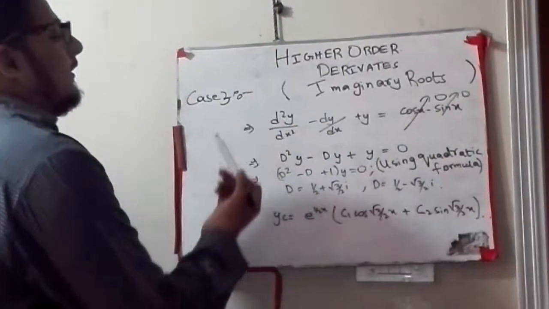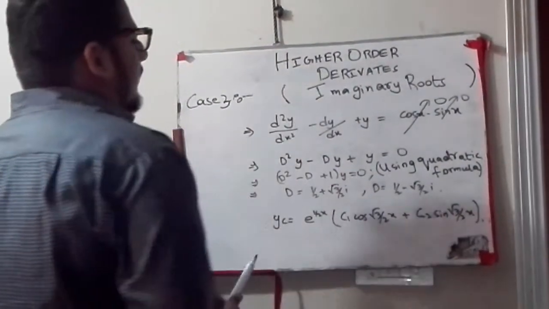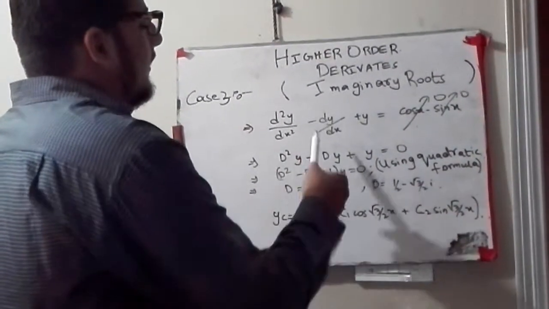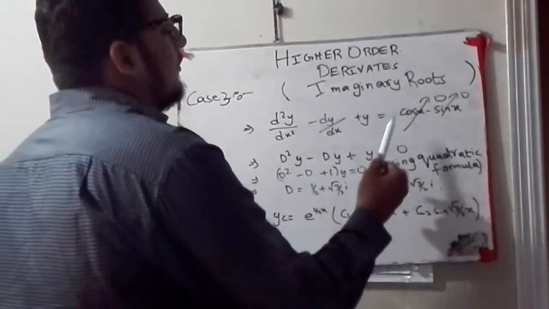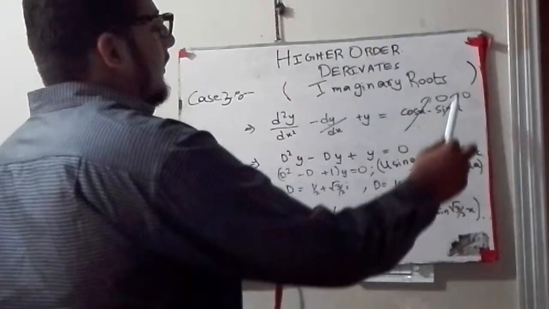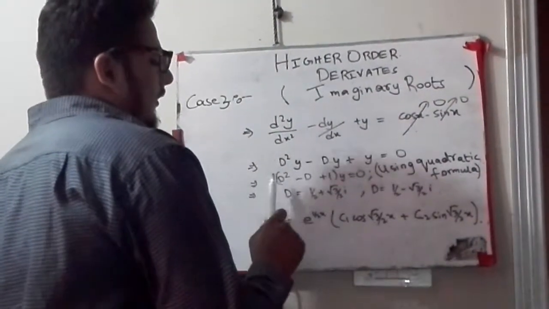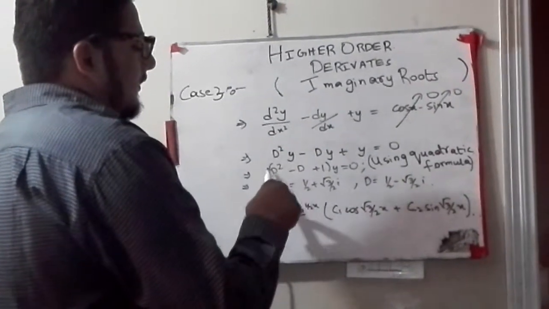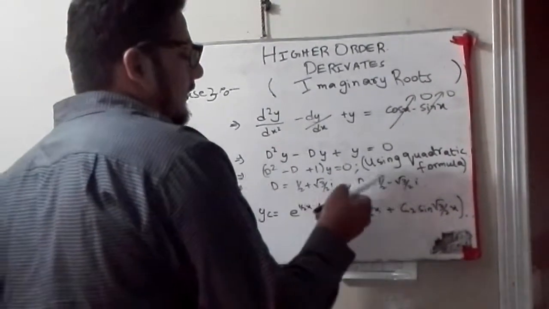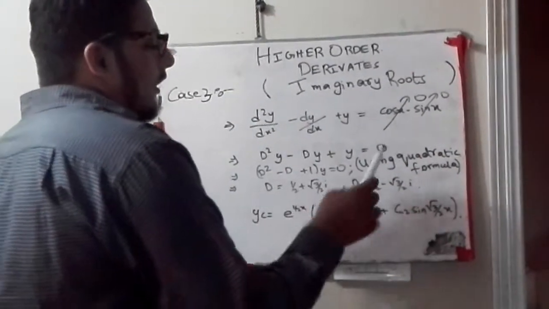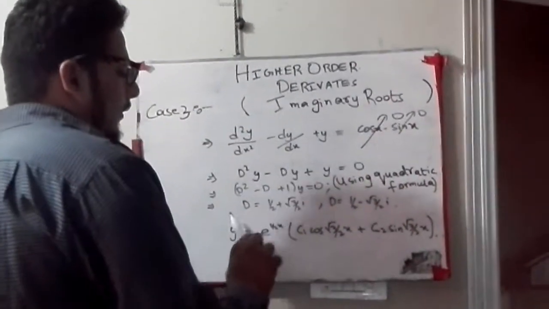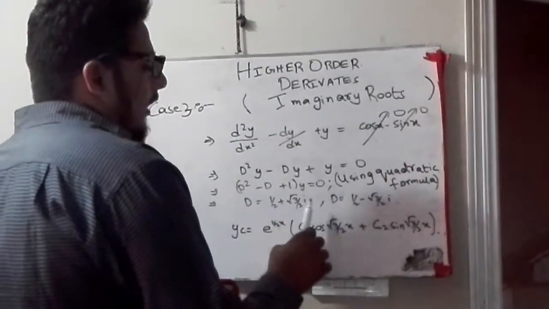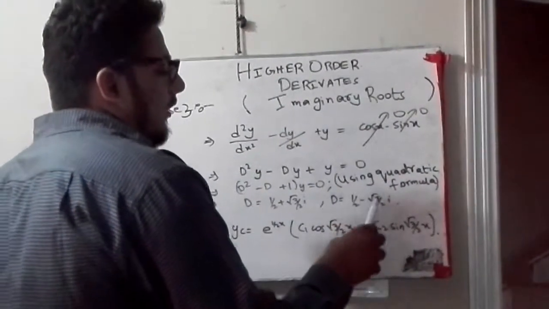Now case 3, imaginary roots. The equation is given: d square y over dx square minus dy over dx plus y is equal to cos x minus sin x. Now we will make this whole 0 and take out y common. So the equation we will make is D square minus D plus 1 is equal to 0. Now using the quadratic formula we find the roots: half plus root 3 upon 2 iota and half minus root 3 upon 2 iota.